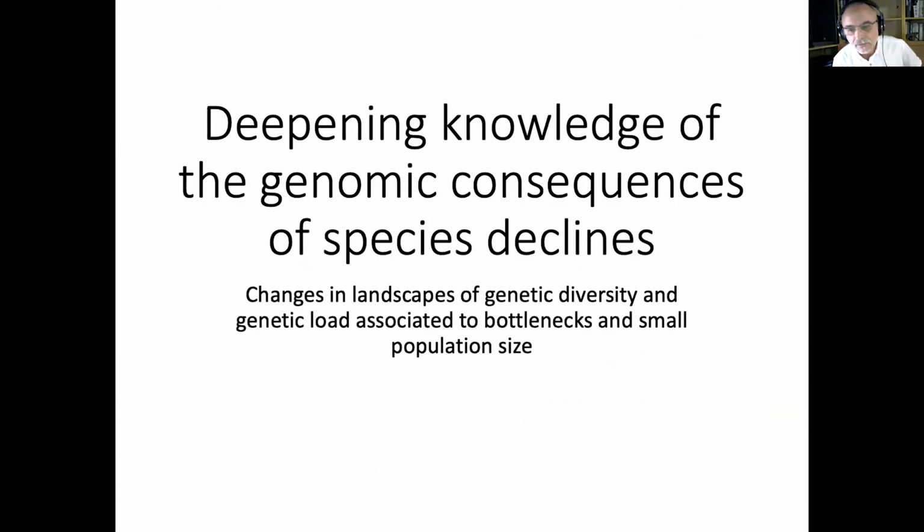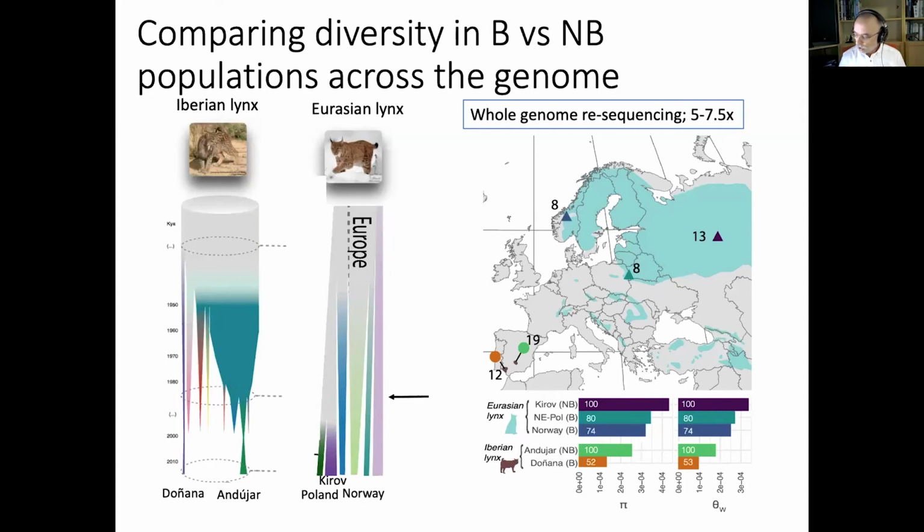Okay, so with these antecedents, what we have been trying to do since this first project was to use those resources and information that was gathered in that early project to deepen our knowledge of what happens to the genomes of endangered species in more detail when they decline and become isolated. So for that, we have the opportunity to use also the Eurasian lynx. As I told you, it's a closely related species, and that also offers a suite of demographic situations.